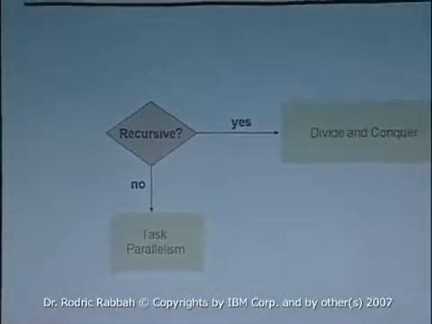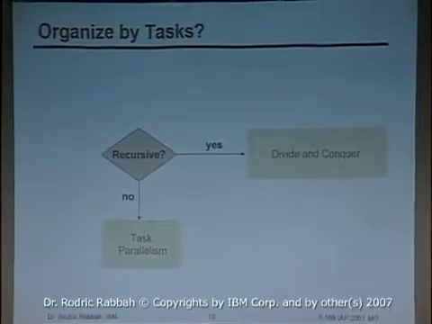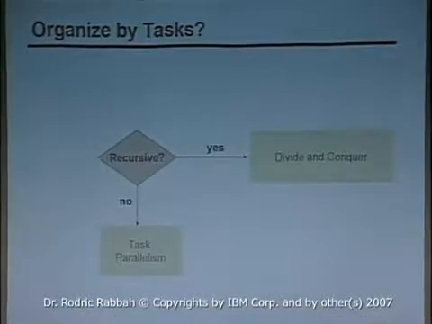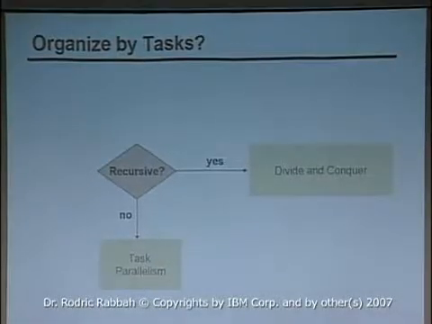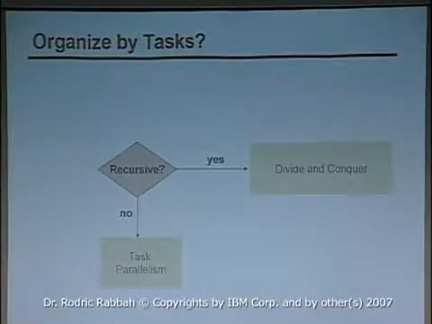Okay, so here is sort of a design diagram for how you can actually go through these processes. You can ask yourself a set of questions. If I want to organize things by task, then there are essentially two main patterns. If the code is recursive, then you want to apply a divide and conquer organization. If it's not recursive, then you essentially want to do task parallelism.